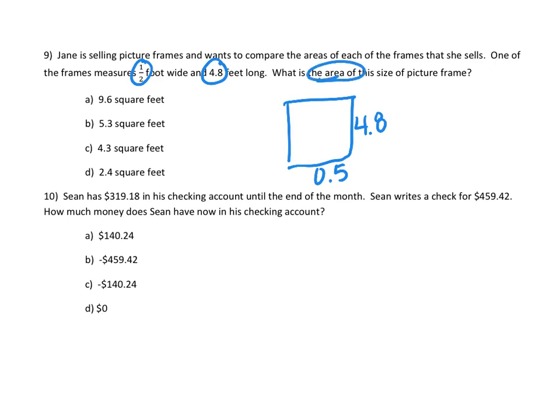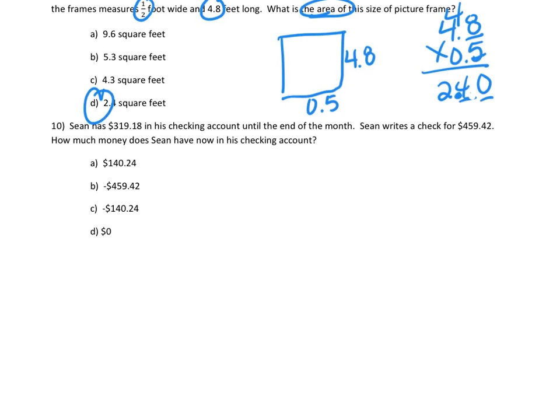We're looking for the area. So how do you find area? Length times width. So 4.8 times 0.5. Okay, so, oh, and then 1, 2, it's 2.4. And then we have our answer choice, D.